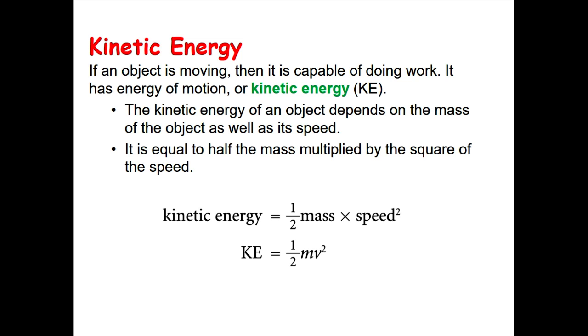Kinetic energy depends on the mass of the object as well as its speed. In mathematical terms, kinetic energy is equal to half the mass multiplied by speed squared. And be careful here, the speed in the equation is squared.